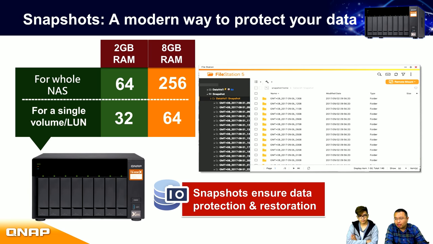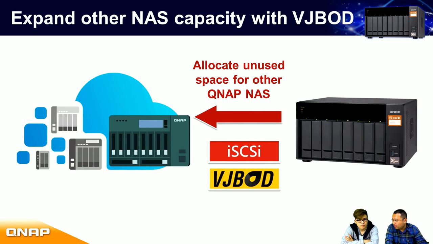Another good feature that the TS-832X has is that this one is an 8-bay device, so you may not need to use all the space it provides if you install 8 hard drives. But the good thing is that with QNAP's virtual JBOD technology, if you have another QNAP NAS that you want to expand, you can use VJBOD to allocate those unused spaces on an 832X.